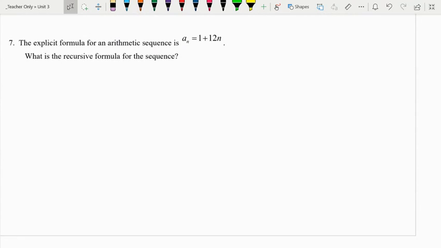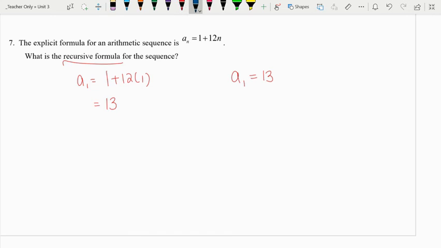The explicit formula for an arithmetic sequence is a sub n equals 1 plus 12n. What is the recursive formula? So remember, for recursive, I do need a sub 1. So we can just plug in 1 here, and we would get 1 plus 12, which is 13. So part of my formula would be a sub 1 equals 13.